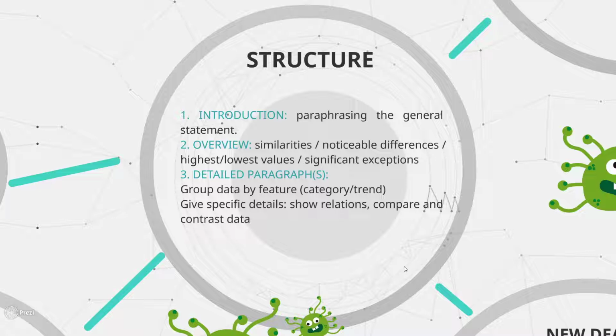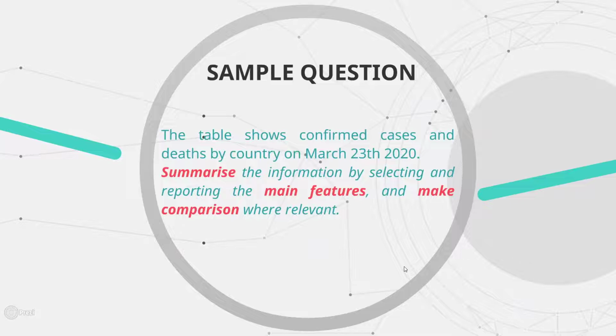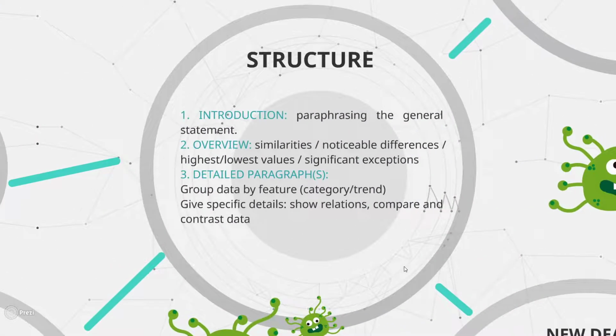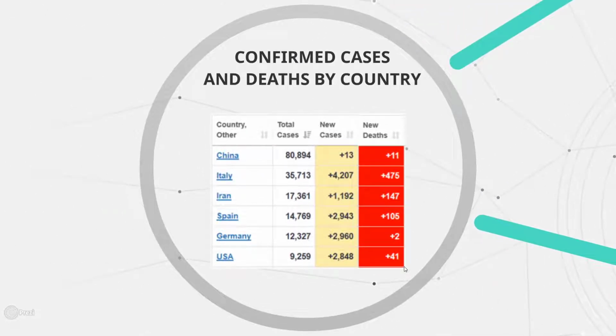Let's move on to the detailed paragraphs. Generally, there are 2 detailed paragraphs. It depends on how you group the data. Because the requirement is summarizing the information by selecting and reporting the main features and make comparison where relevant, you shouldn't list all the numbers or figures in this table. You have to select the most noticeable ones, select the highest values, select the lowest values, and you have to group the data.